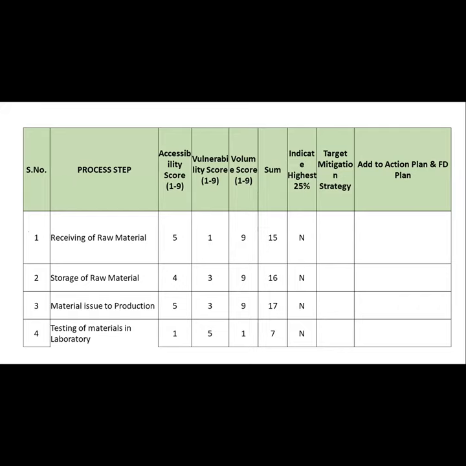So first thing, accessibility. To do harm, the material should not be accessible. To control accessibility, there should be CCTV monitoring, preventive access control, or physical barriers like lock and key, and other measures. And next is vulnerability control.